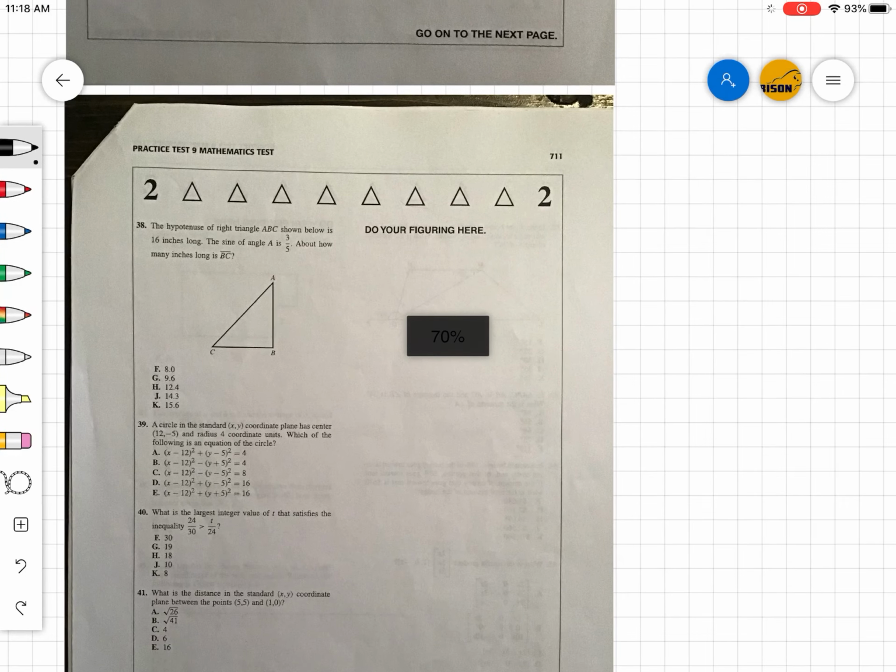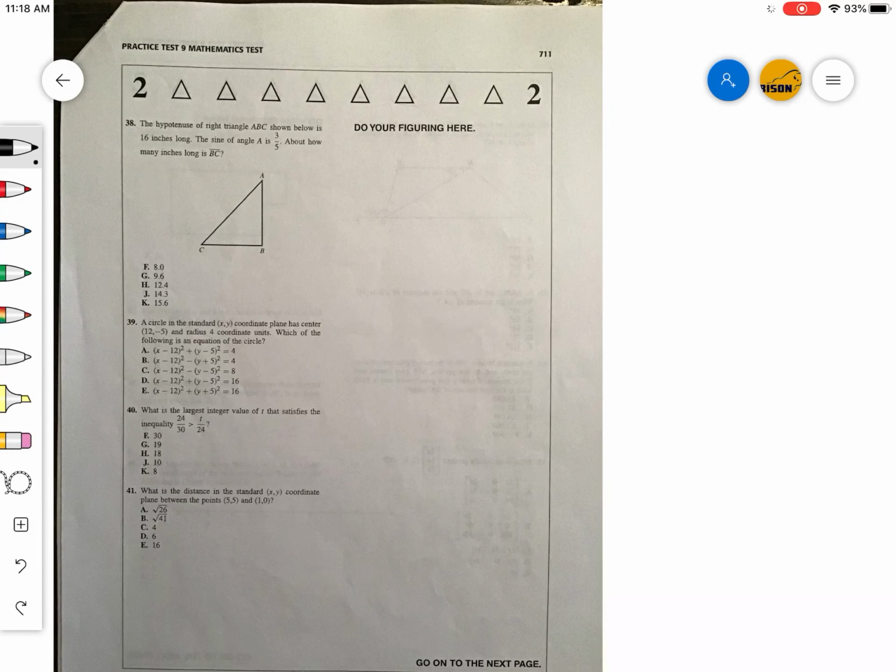Moving down to 38. So we've got a right triangle. You know, we've talked about SOHCAHTOA. So the sine of angle A is 3/5. I'm going to draw on the triangle here. So it tells us this is our theta. Sine is opposite over hypotenuse. We know that our right angle is in here, so the opposite's going to be 3. The hypotenuse is going to be 5. If we do the Pythagorean theorem, that tells us 4 is right here.